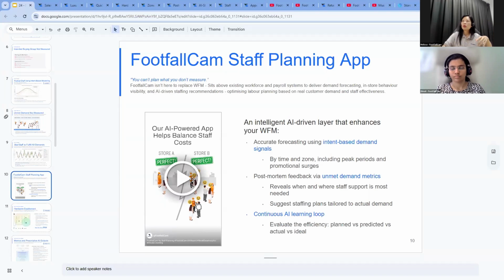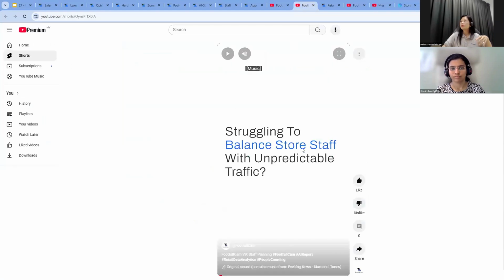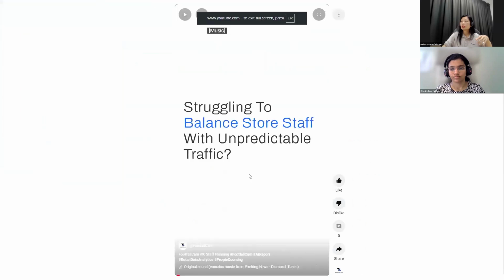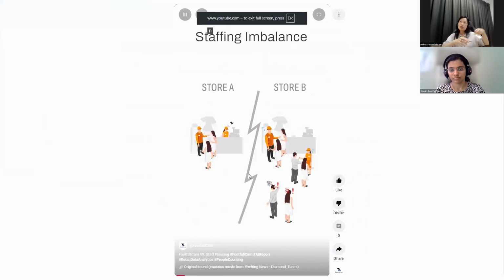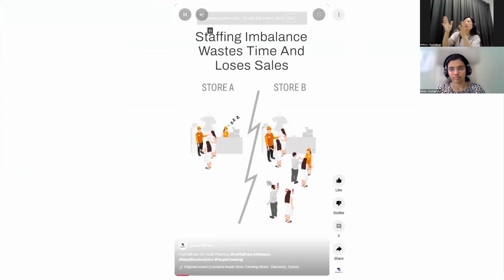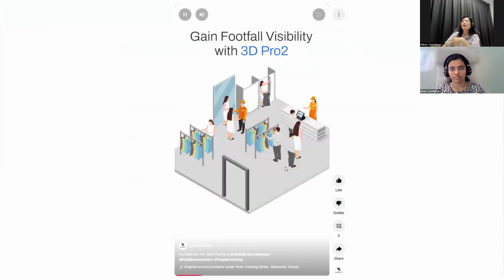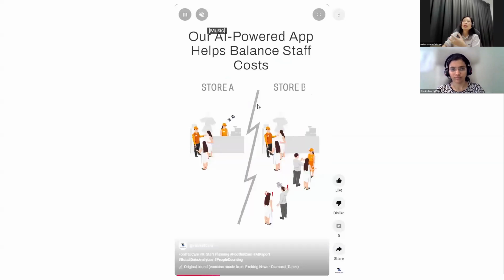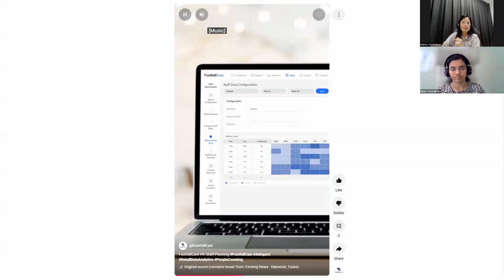So you can have a quick look at this video. It just pulls in the data. It's showing that if there is an imbalance, you waste time and lose sales. Then when you put in a FootfallCam counter, it helps you balance your staff costs, like moving one staff member from a quiet store to a busy store. Then everyone's happy.